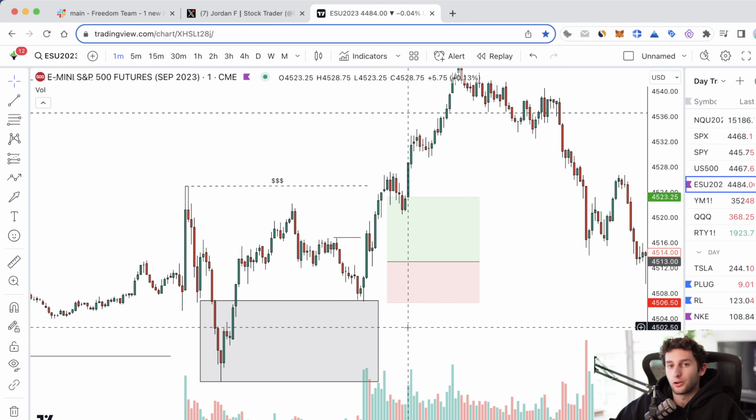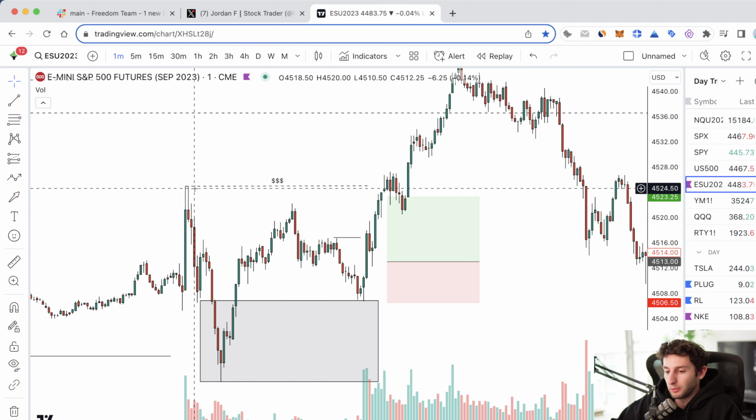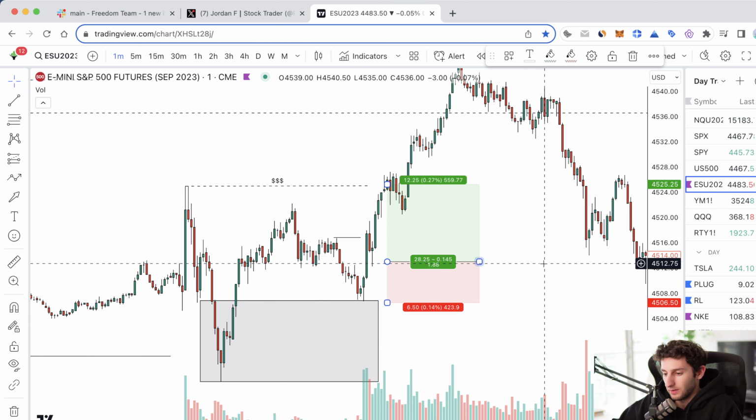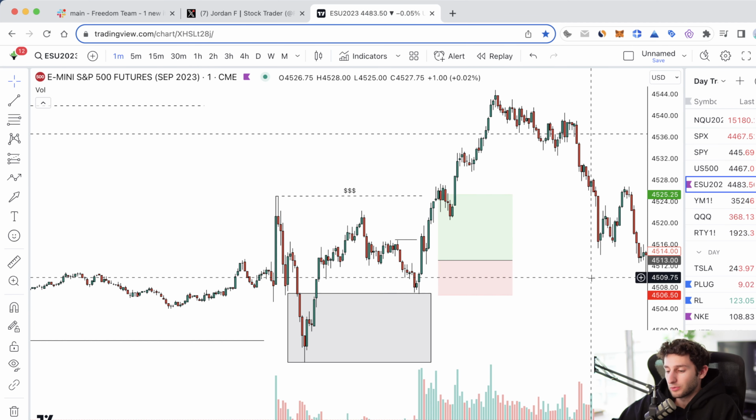Now where am I going to look to target my trades? Okay, first thing I want to target is liquidity. Okay, the pre-market high is right here. Okay, so it's about 1.8 R trade. Okay, very solid, very beautiful trade right here. So that was a trade that I did.